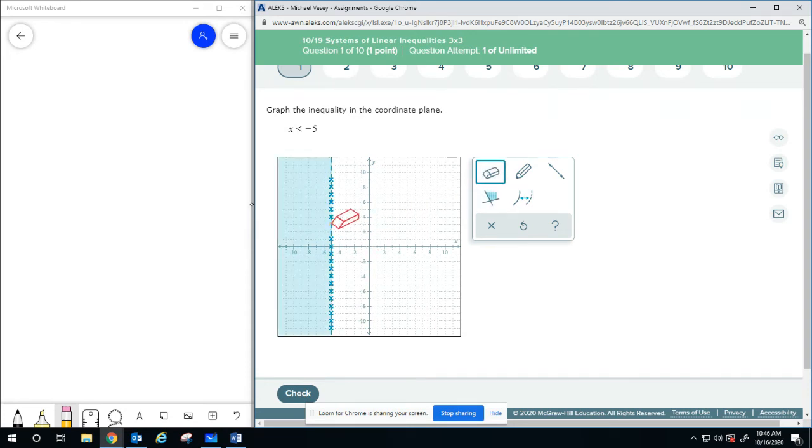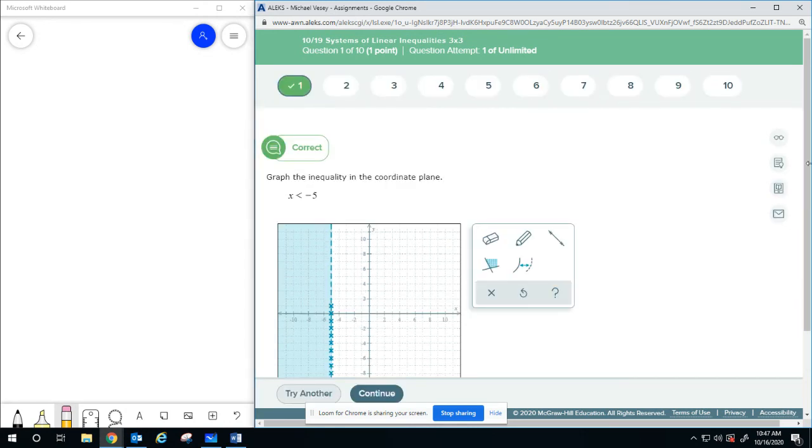And if you want to, you could go back and erase all these extra x marks. Oops, I just erased the one that it was pinned to. But you don't have to erase all these little things in the Alex program, okay? So basically, this would be the answer. We have a dashed line at -5, and we're shading all of the points that have x values less than -5. So when I press check, you'll see that I got the answer correct.